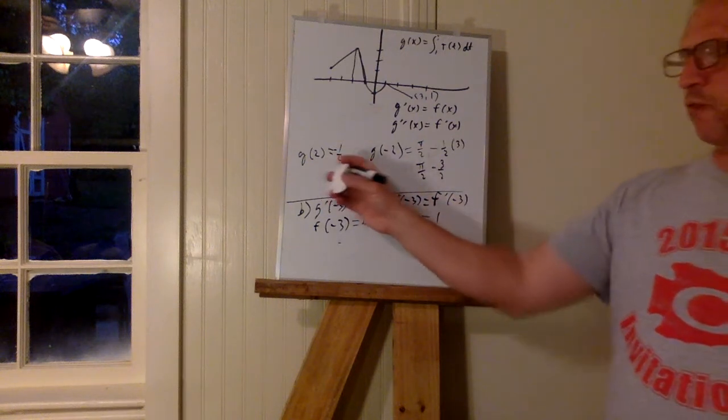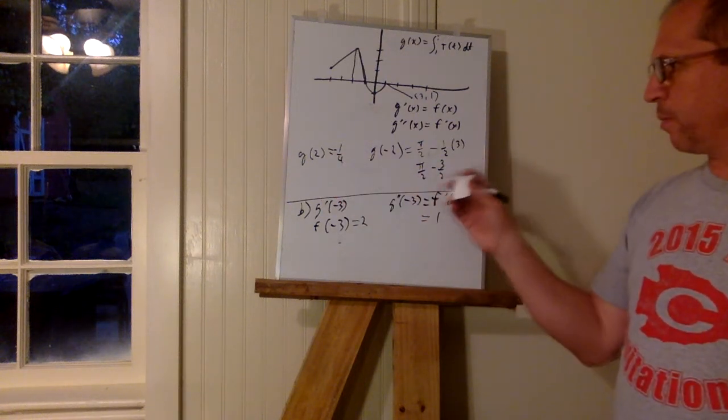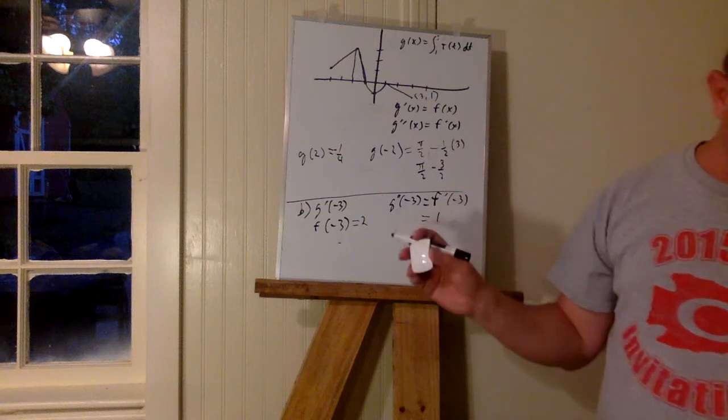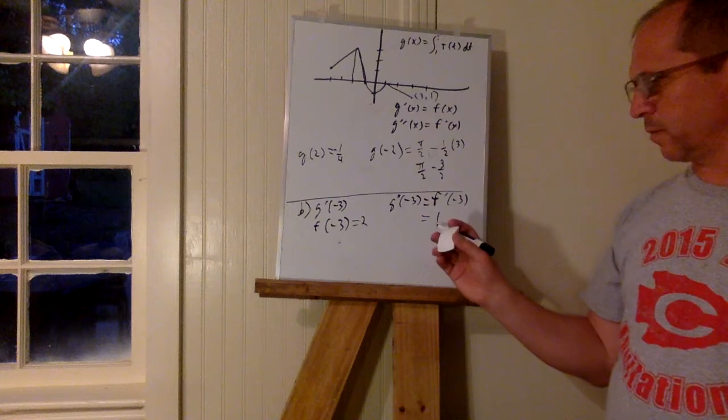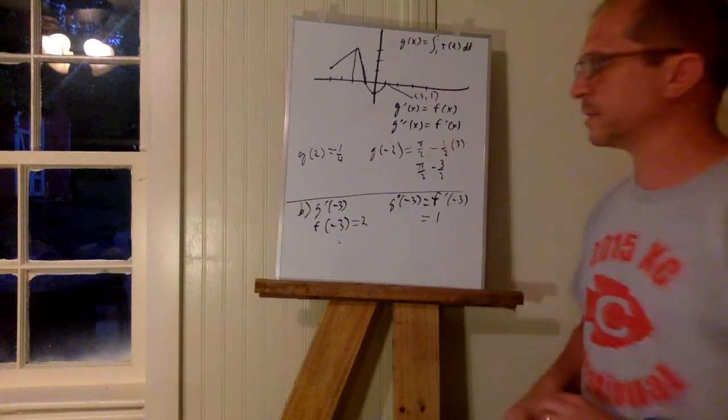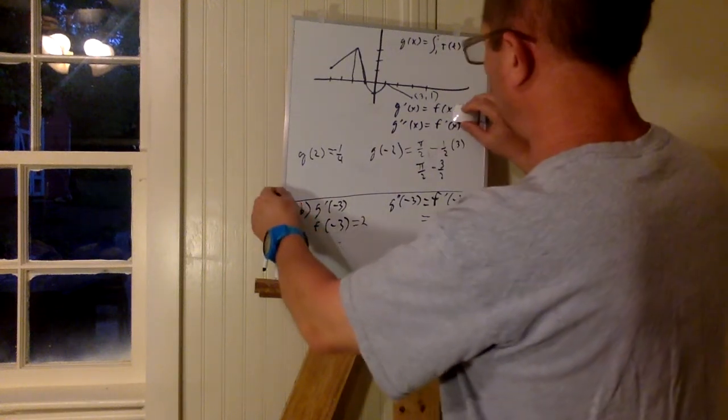You got 1 point for getting this correct, 1 point for getting this correct. Now in part B, again, you got 1 point for getting this correct and 1 point for getting this correct. So there's 4 points, 4 of the 9 points up till now.